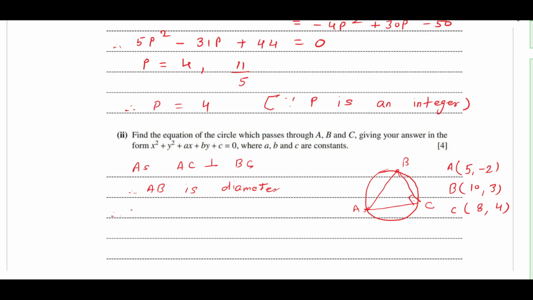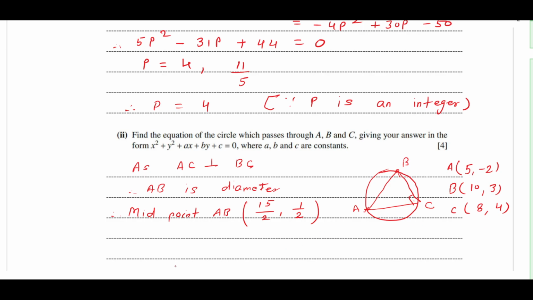You can find the midpoint of AB. So first I will find the midpoint of AB, which will give me the center. The midpoint of AB is 10 plus 5, 15 by 2, comma 3 minus 2, which is 1, so 1 divided by 2. So this is my midpoint of AB.